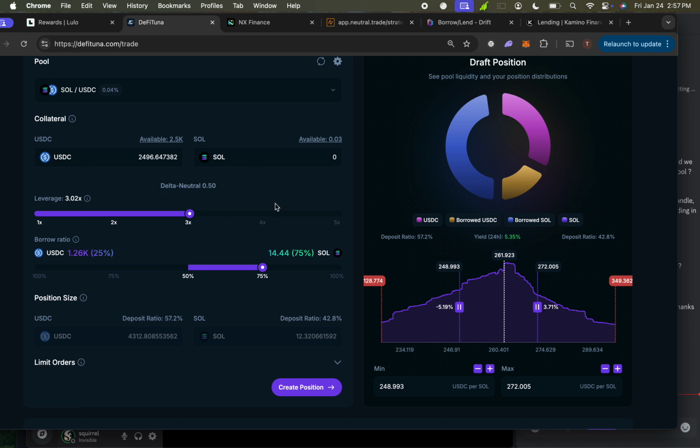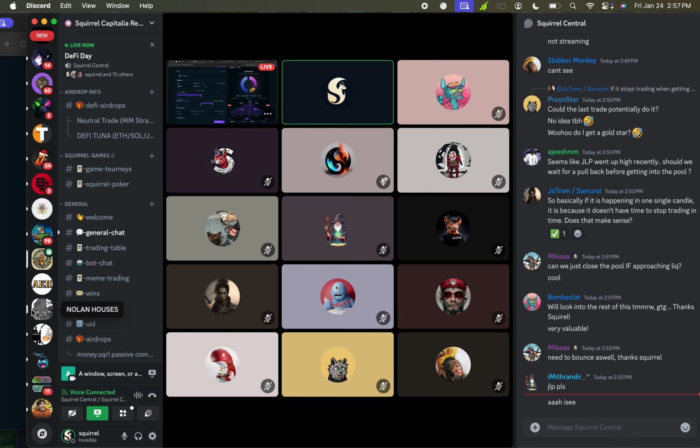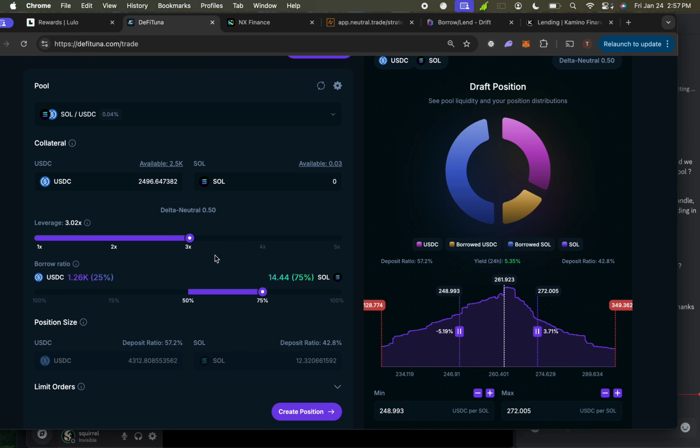The other way that you can make these pools delta neutral is by putting an equal amount of collateral on both sides. So instead of borrowing the assets, which you're going to pay fees to do, you could just put an equal amount of Sol and USDC.